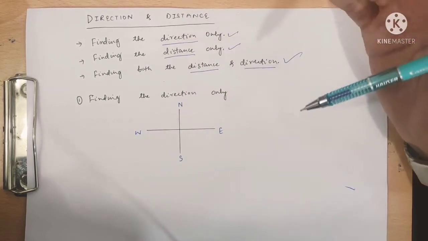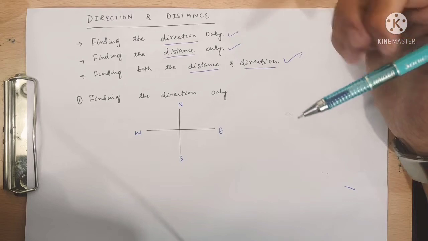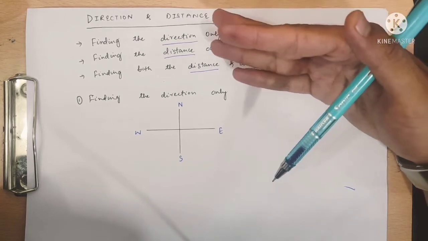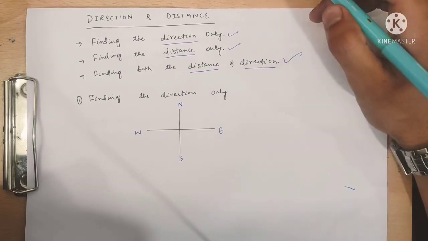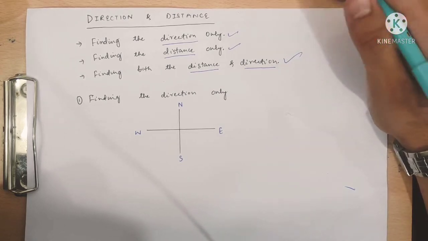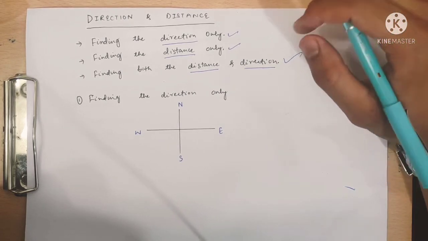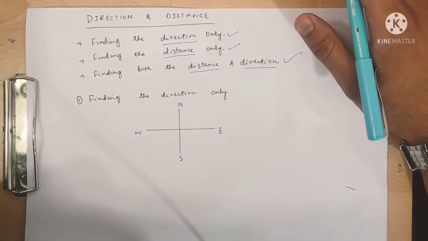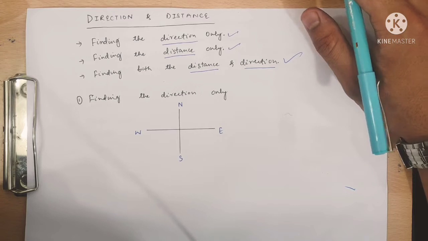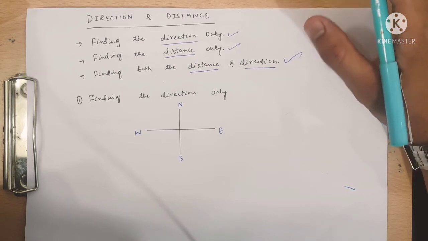So these are the types of questions mainly asked by the examiner in examinations related to direction and distance. Now the most important thing I'm going to tell you is that we are going to solve typical questions in this series. I'll be assuming that you know the basics. I'll be telling you the basics as well, but I'll be focusing more on typical questions that you won't find anywhere on the internet.